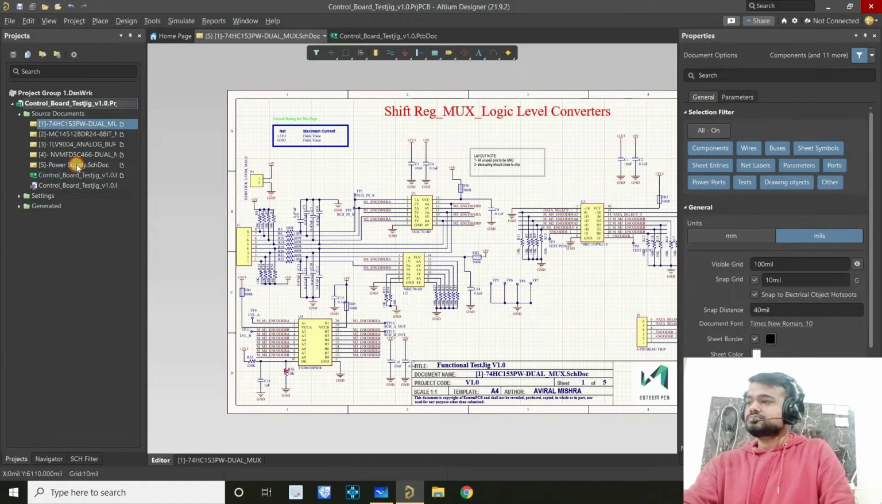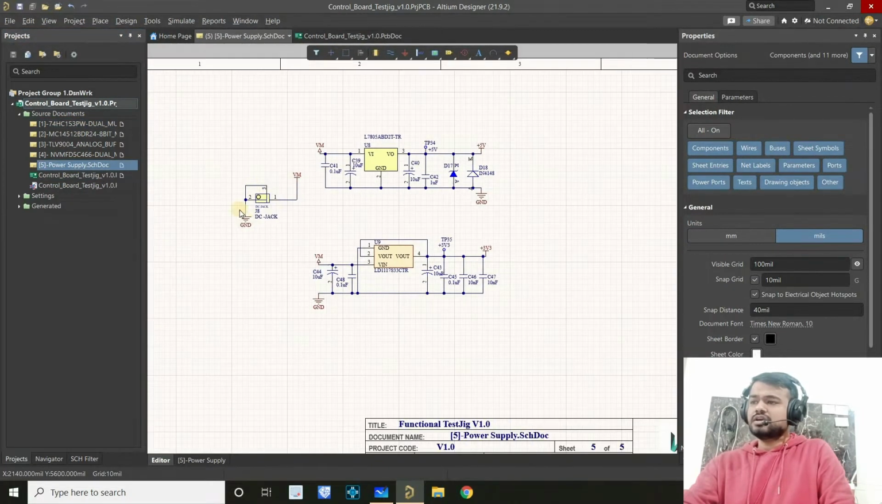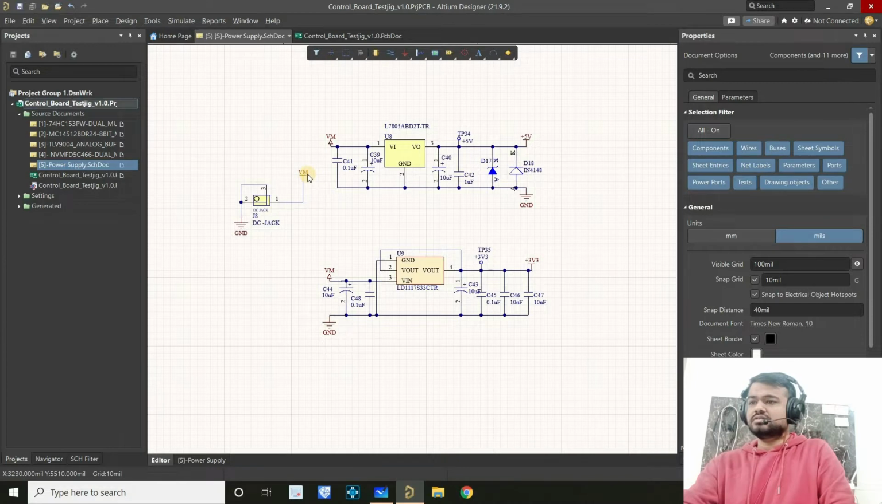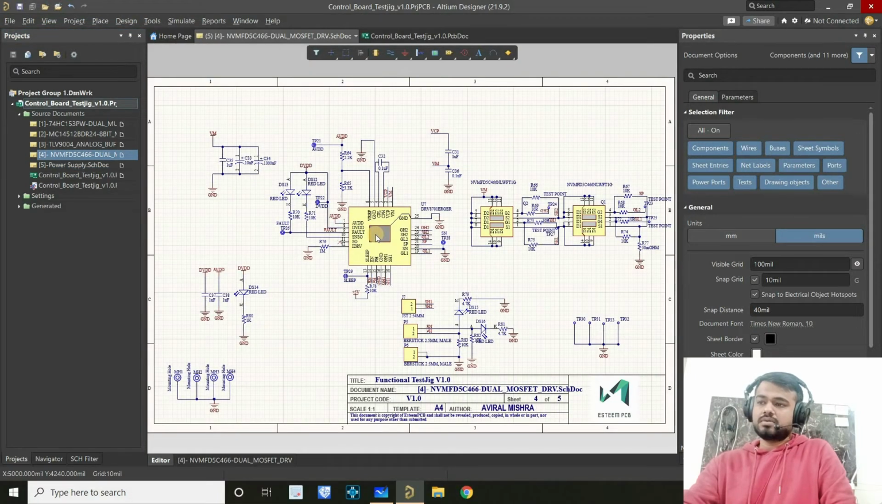Now we'll start from supply. So this is our supply, and I haven't mentioned what the voltage will be here because that will be defined through power distribution network analysis. But it is going to 2 regulators, which are 7805 and 1117. From there it is going to this motor driver, which is able to drive a 3.5 amp motor. That is again a fixed amount of current.